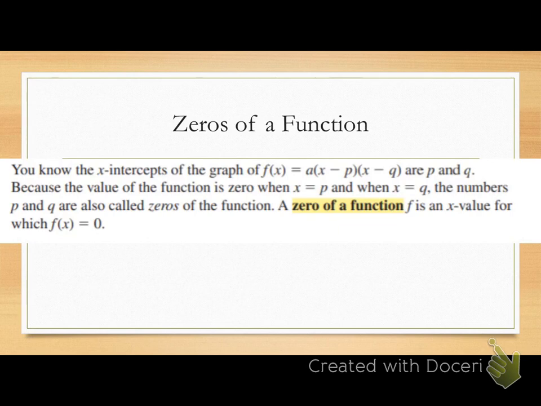Zeros of a function. Don't fret here. This is pretty similar to what we just did. So you know the x-intercepts of the graph of f of x equals a times x minus p times x minus q are p and q. This is representing a quadratic equation. It's just factored. Whenever we were solving by graphing, what were my solutions of a quadratic equation?